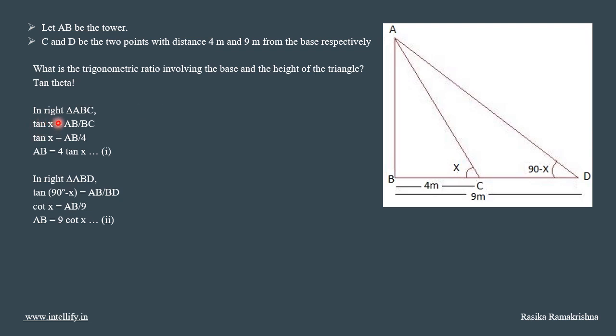So let's consider right triangle ABC. So tan x is going to be equal to AB by BC, right? Opposite by adjacent. So tan x is going to be equal to AB by 4, which implies that AB is equal to 4 tan x. And we call this equation 1.